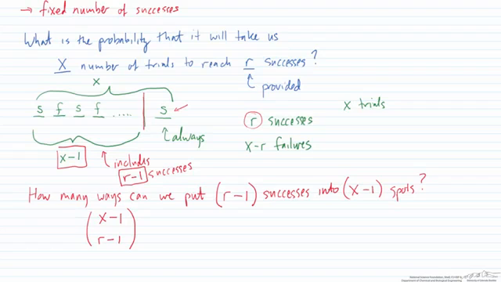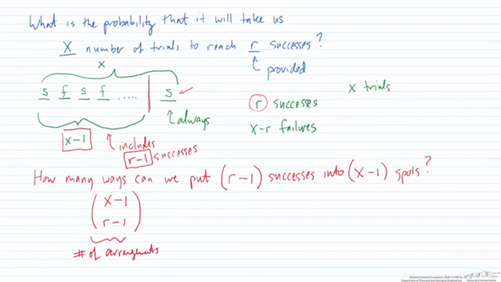Now, in order to calculate the total probability of those number of successes into X minus 1 spots, we have to take each one of those arrangements, because this is going to be the number of arrangements that we're making. For each of those arrangements, we have to multiply by the probability of any single arrangement. So what's the probability that we will have an arrangement that includes R successes, because we're looking at the total possibilities now, and X minus R failures?